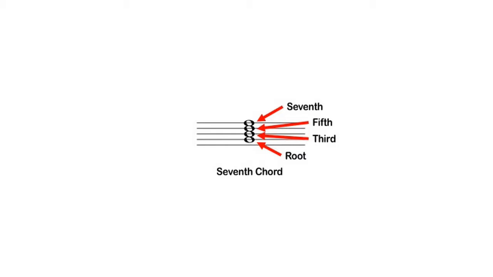The members of a seventh chord are the root, the third, the fifth, and the seventh. The root is the lowest pitch when it's stacked in its most compact position. The third is immediately above that, a third above it. The fifth is a third above the third, and the seventh is a third above the fifth.